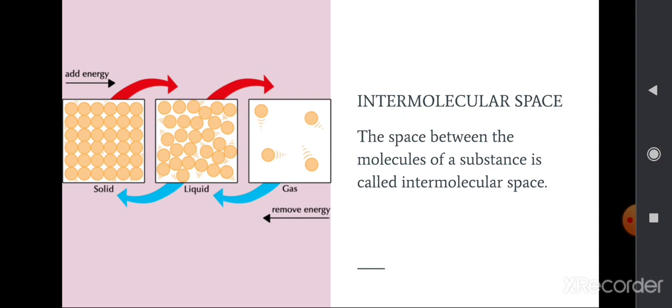If you see in the diagram, solid: in a solid, the molecules are tightly packed and the intermolecular space between the molecules is very less. Thus, solids cannot flow. In liquid, the molecules are loosely packed and the intermolecular space between the molecules is more. Thus, liquids can flow. Gas: in a gas, the molecules are very loosely packed and the intermolecular space between the molecules is even more. Thus, molecules in gases are able to move around freely.